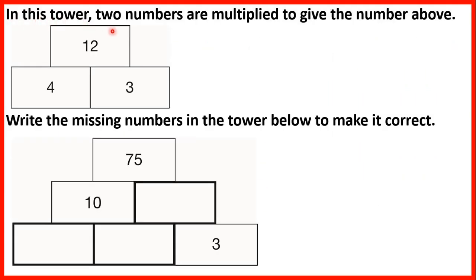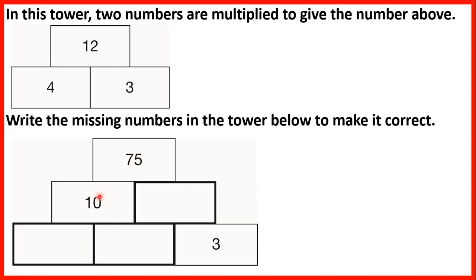In this tower, two numbers are multiplied to give the number above. And this makes sense because 4 times 3 is 12. Write the missing numbers in the tower below to make it correct. So to find this box here, we have 10 times something is 75.